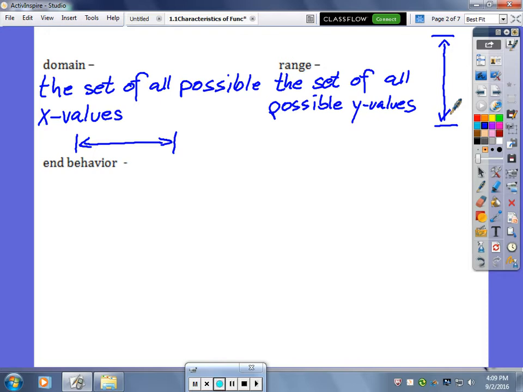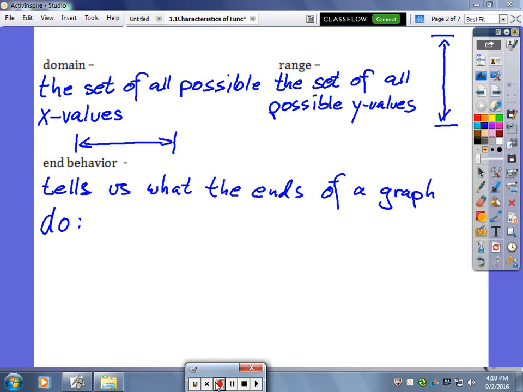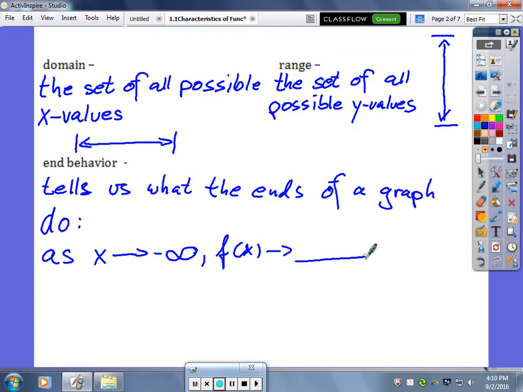End behavior tells us what the ends of the graph do. As x goes to negative infinity, f of x goes to wherever we find out analyzing that function, and as x goes to positive infinity, we also need to figure out where f of x, in other words the y values, go for that part of our graph.